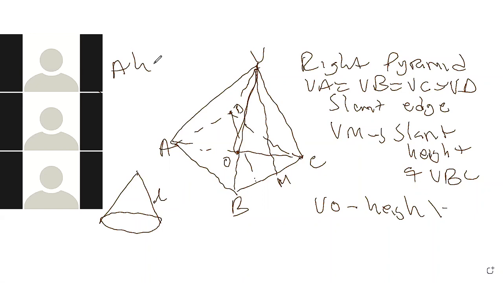Yeah, because you use the height of the pyramid. The height of the pyramid is the perpendicular distance between the vertex and the base. So VO is going to be the height of the pyramid.